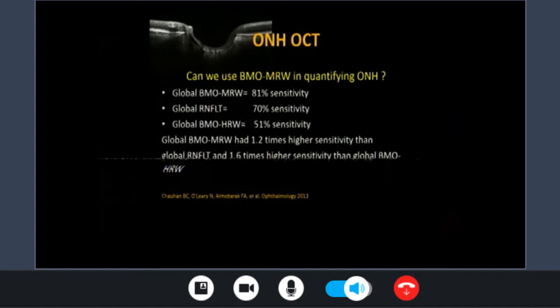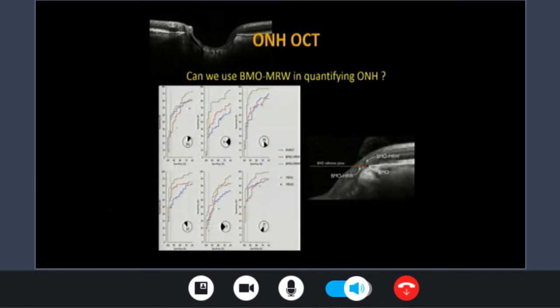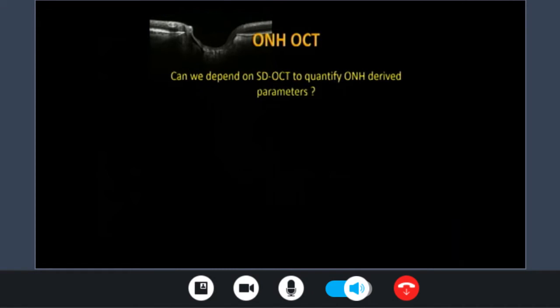When you look at the global Bruch's membrane opening MRW, the sensitivity is 81% compared with 70% that one that we get with the RNFL. And last at the bottom is the Bruch's membrane opening horizontal rim width, which is the one that we get using the HRT. If you look at the sectoral assessment of the Bruch's membrane opening minimum rim width along the optic nerve head, the diagnostic performance of the Bruch's membrane opening minimum rim width is actually higher compared with the retinal nerve fiber layer thickness and the HRT detected rim.